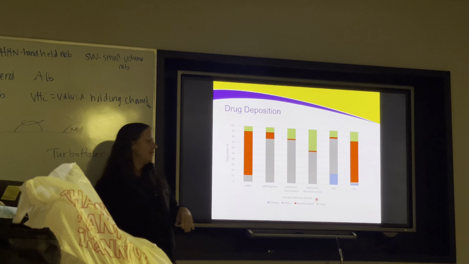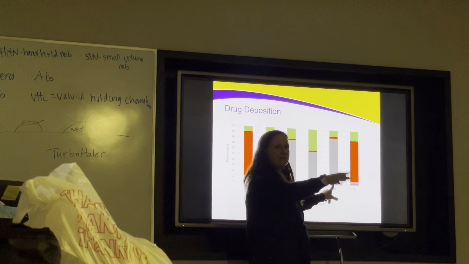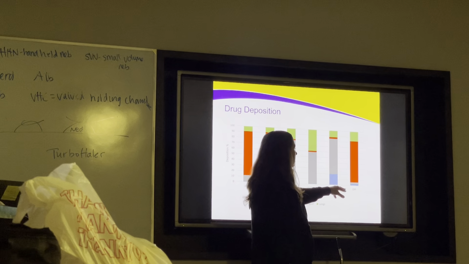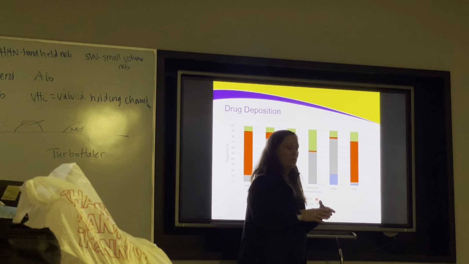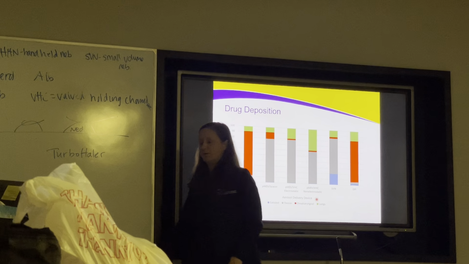All right, and then look at the neb. So down here, remember at the neb, a lot of that gets exhaled because we're running it pneumatically, so it runs continuously, right? So it's not being delivered only on inhalation. And then the DPI, the dry powder, the one you suck out, right? A lot of that medication lands in your mouth.